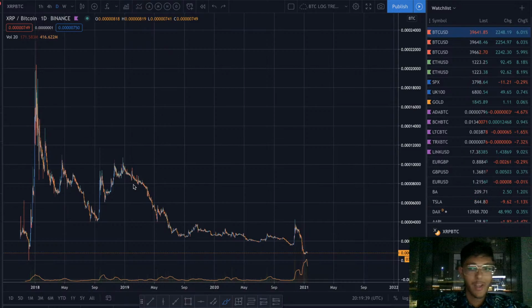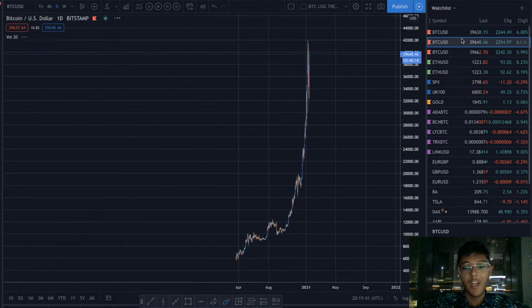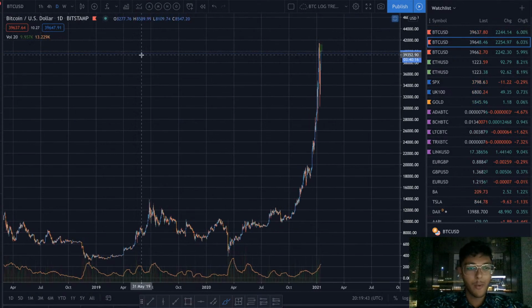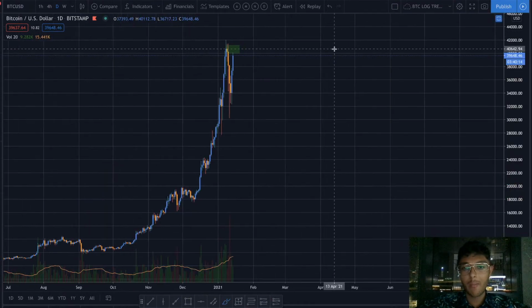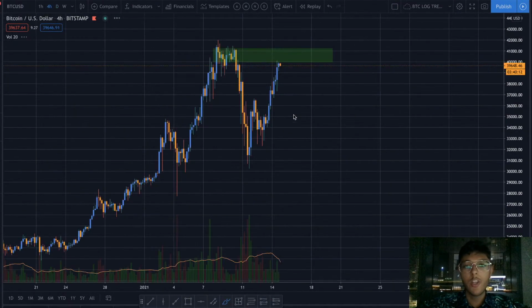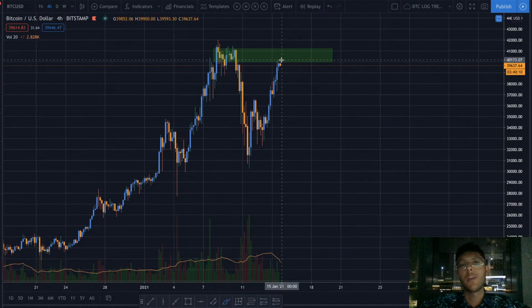What if Bitcoin tops out again at 42k? Very good question. So if Bitcoin tops out at 42k right here, then we're looking at a pretty good double top situation. And it depends where Bitcoin tops out.